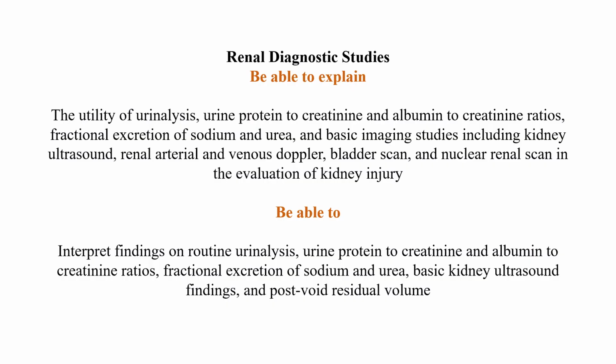At this point, you should be able to explain the utility of urine analysis, urine protein to creatinine and albumin to creatinine ratios, fractional excretion of sodium and urea, and basic imaging studies including kidney ultrasound, renal arterial and venous doppler, bladder scan, and nuclear renal scan in the evaluation of kidney injury. You should also be able to interpret findings on routine urine analysis, urine protein to creatinine and albumin to creatinine ratios, fractional excretion of sodium and urea, basic kidney ultrasound findings, and post-void residual volume.